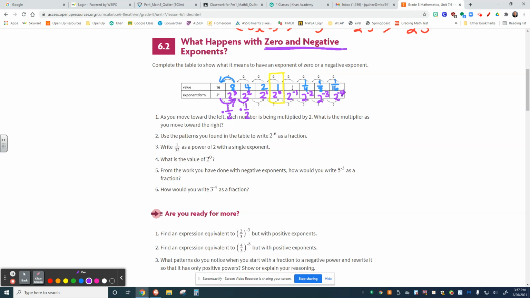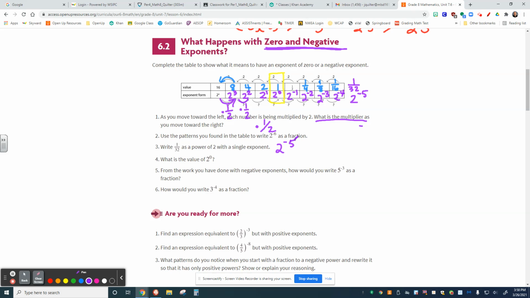So as we move towards the left, each number is multiplying by 2. But what's the multiplier as we move to the right? We saw that was a multiple of 1/2. We finished the patterns. If we're going to write 1/32 as a power of 2 with a single exponent, that means that we're going to have to step out with this one to the next level. We know that 1/32 would be half of that. And so 1/32 would have to be 2 to the negative fifth power. So we could write that right here.